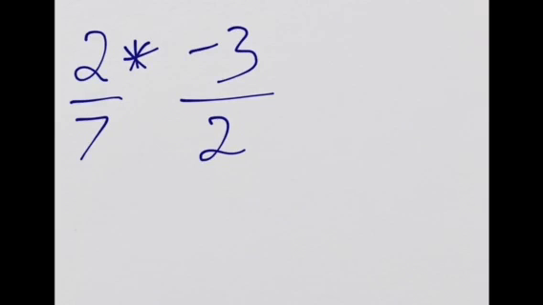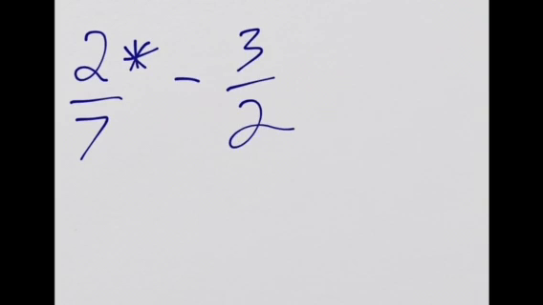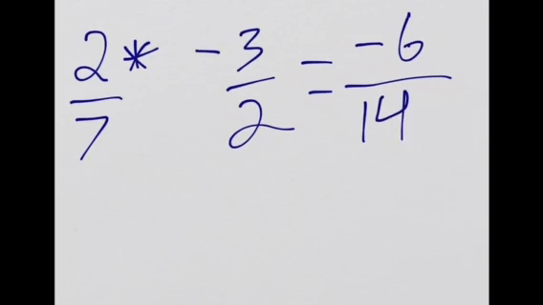What about when we have negatives, like 2/7 times a negative 3/2? The negative should stay on the top of the fraction. So even if it's written like this, a negative in front, it belongs with the 3, like so. So we take 2 times a negative 3, and these two numbers have different signs, so the result is going to come out negative. And then we take 7 times 2 and we get 14.